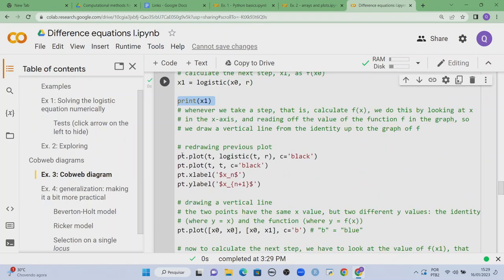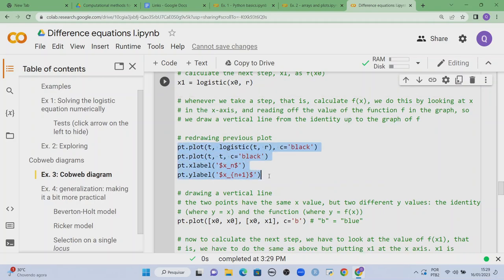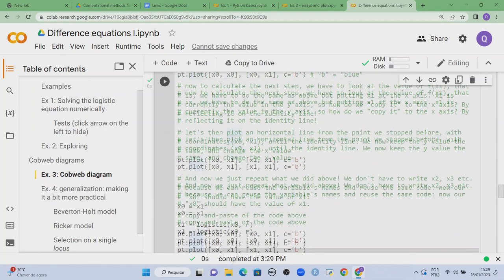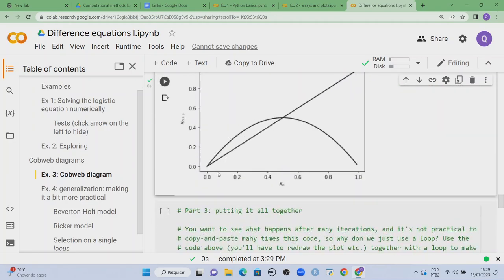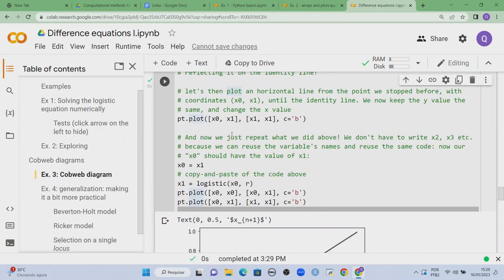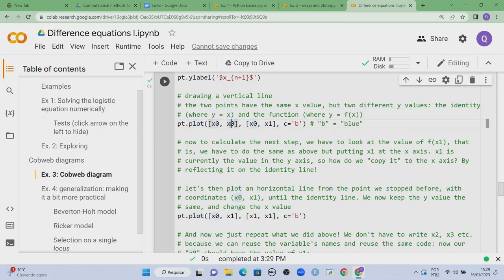And now I will redraw that plot. So here's the same plot again. Nice. And now I want to plot the first line. So the first line is going from 0.1 in the diagonal up to the function. Okay, so I want a straight vertical line that has the same value of x, okay? So x0, and two different values of y. It goes from x0 up to x1, where the function is. Okay?